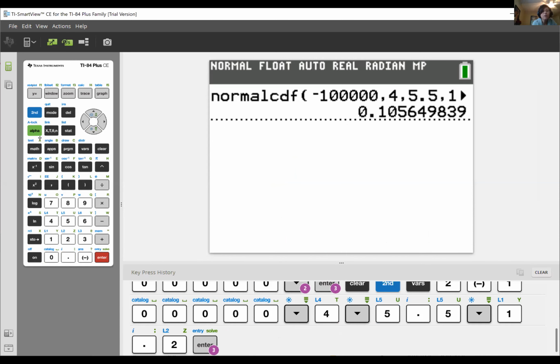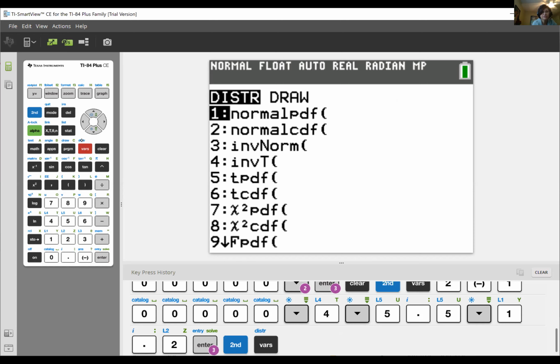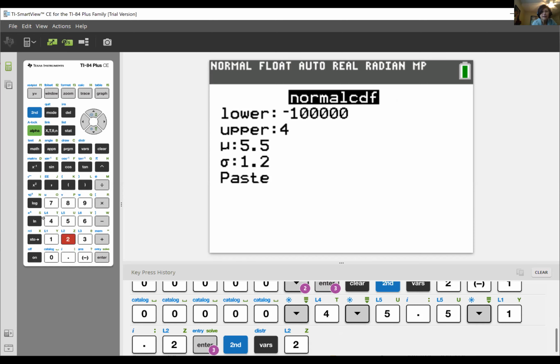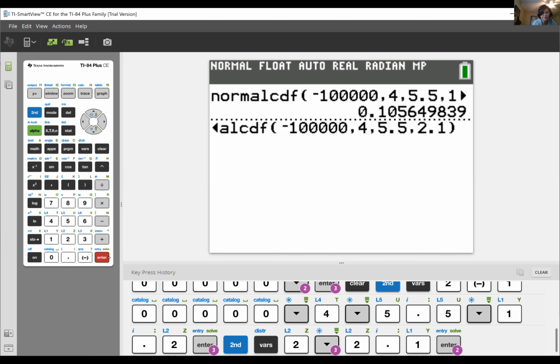Oh, that's okay. Well, and actually that's kind of a good thing because it lets me show you this. If I go back into second vars and go to 2, it's all there and I can edit real easily. I can just arrow down and change that to 2.1. So that's kind of cool. It'll keep it for you.